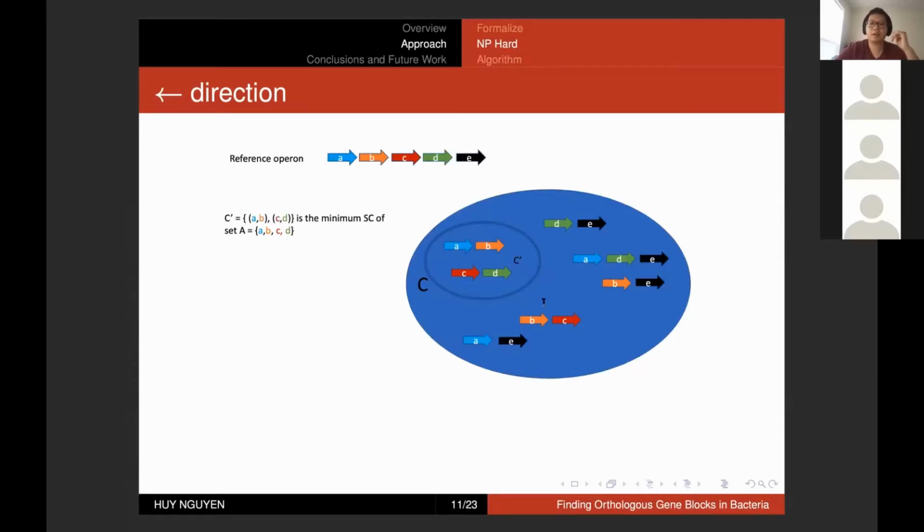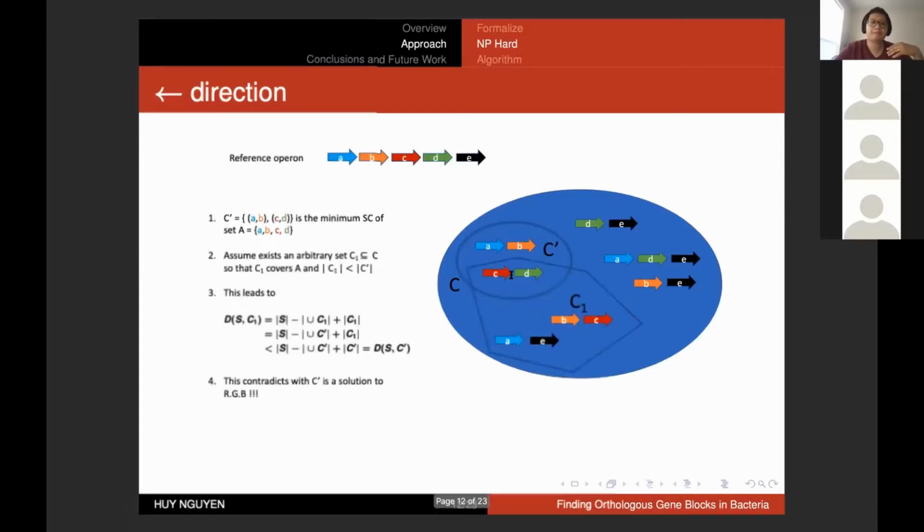then you have a cluster of gene blocks that come from the target genome, such as EADE, etc. Then we can consider C prime to be some arbitrary solution of the relevant gene block problem, and in this case it consists of genes A, B, C, D. Then we will show this is also the minimum set cover of the set A, which contains genes A, B, C, D. To prove it, we assume there exists another set C1 that can cover A, but the size of C1 is less than C prime.